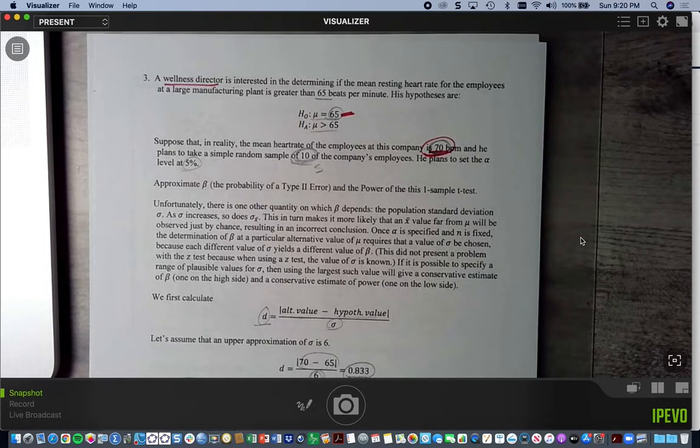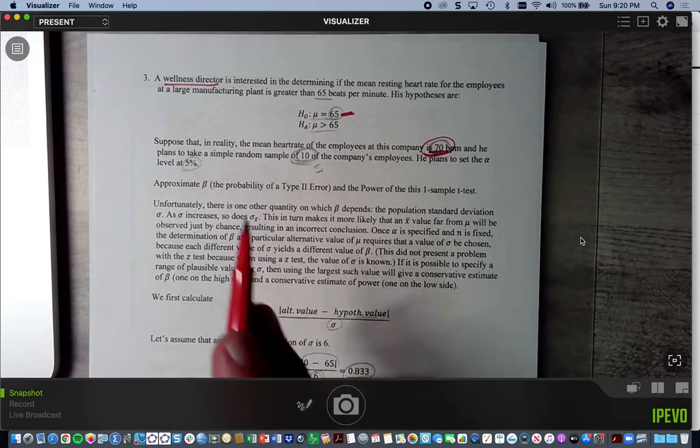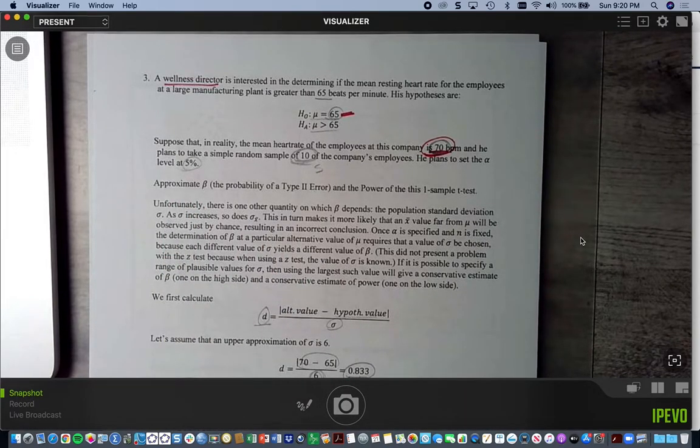All right, so you should be able to, from the context of a problem, say what is the consequence of making each kind of error. Generally speaking, a type 2 error is a missed opportunity. We missed an opportunity to introduce a wellness program. That's typically what happens in a type 2 error.